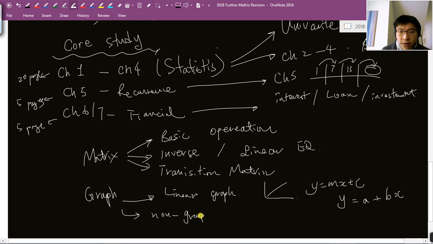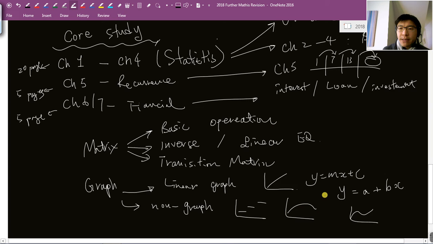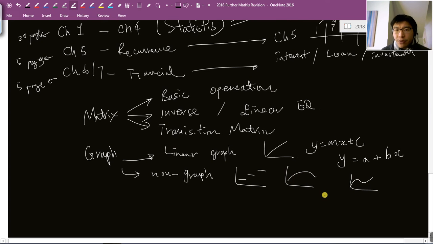The next one is a nonlinear graph. A nonlinear graph could be like a step graph, a segmented step graph, or simply a curve, or whatever graph it looks like. This is basically asking you how to read the graph when they give you nonlinear patterns. The last one is inequality.